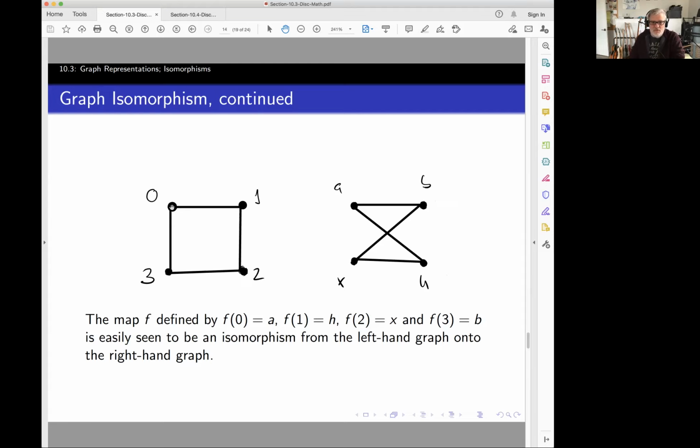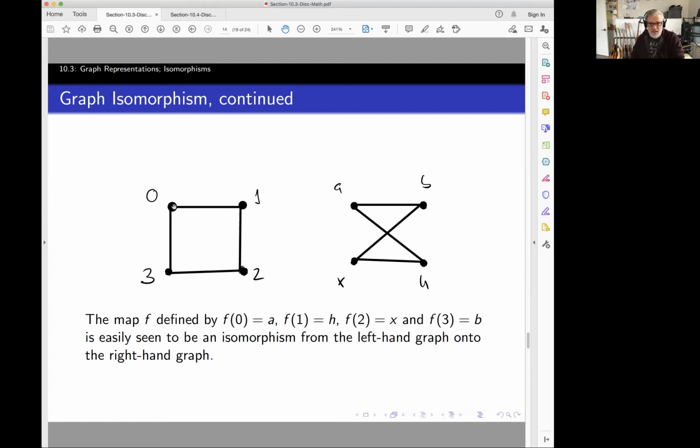So 0, I would send to 8. I mean, there are many, many possibilities here, okay? Because this graph has a lot of internal symmetries. There are many possibilities of isomorphisms between these 2. But let's say that I choose that 0 goes to A, right? Then I chose here that 1 goes to H.